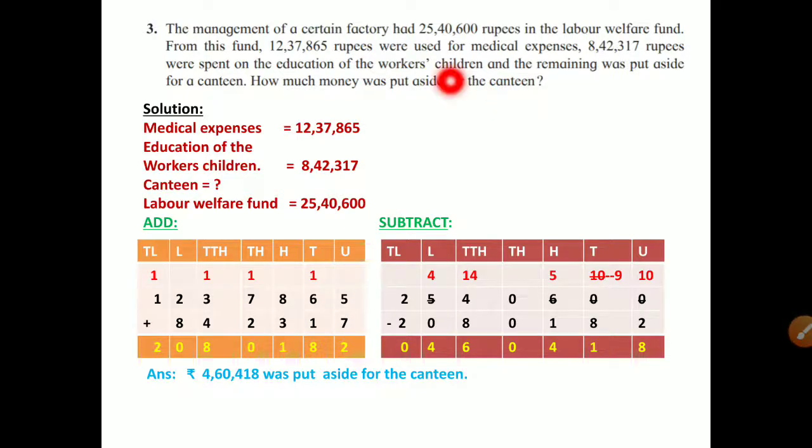Here, a management of a certain factory had 25,40,600 rupees in their labor welfare fund. From this amount, 12,37,865 rupees were used for medical expenses, and 8,42,317 rupees were spent on education of workers' children, and the remaining amount they put for canteen. We need to find out how much money was put aside for the canteen. First we will write all the information given.